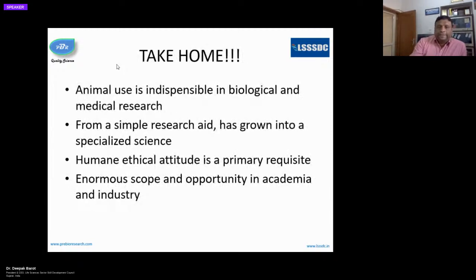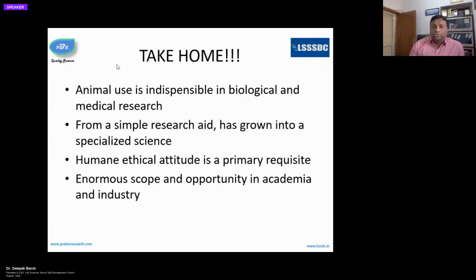So the take home message is animal usage is indispensable. No matter what welfare ethics we talk about, animal research is a must. Without that, drug discovery and development can never happen. You can definitely decrease the usage of animals, but you can never replace animal research in drug discovery and development.